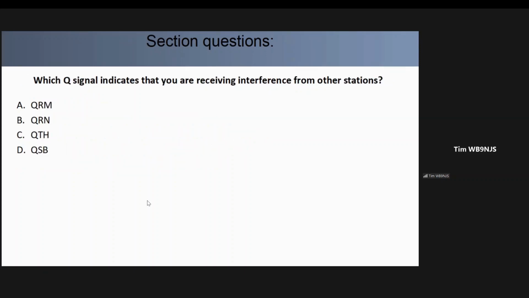Which Q signal indicates you're receiving interference from other stations? Well, that's the top of the list, QRM, man-made interference from other stations.